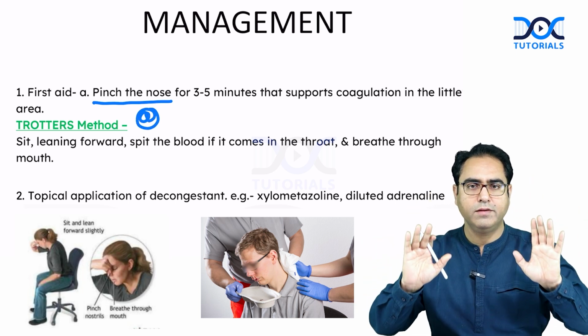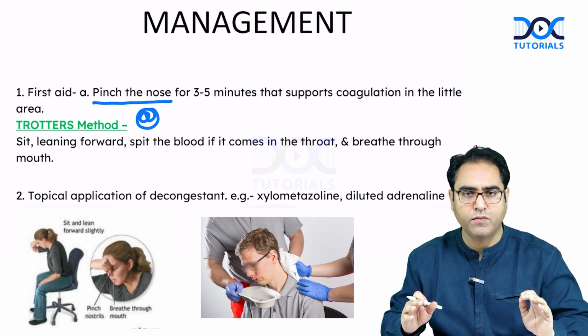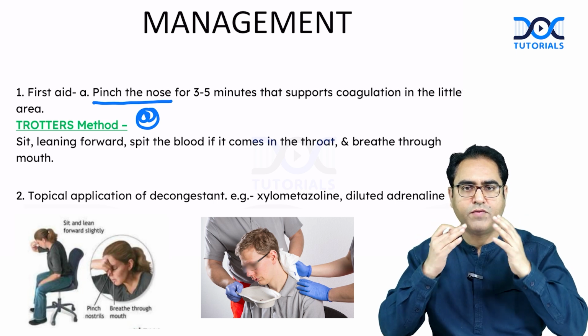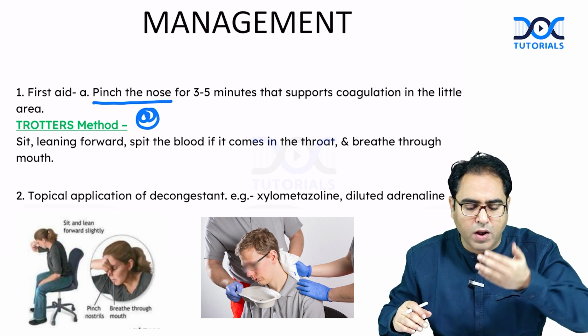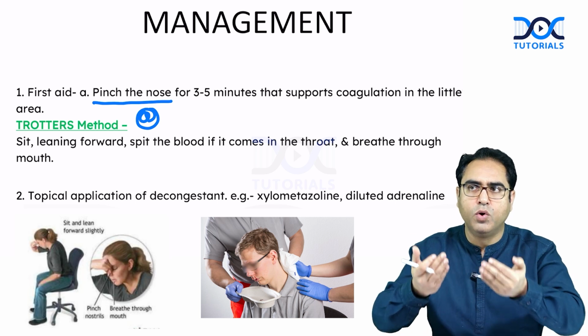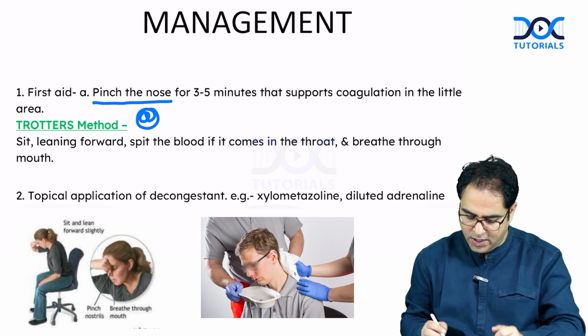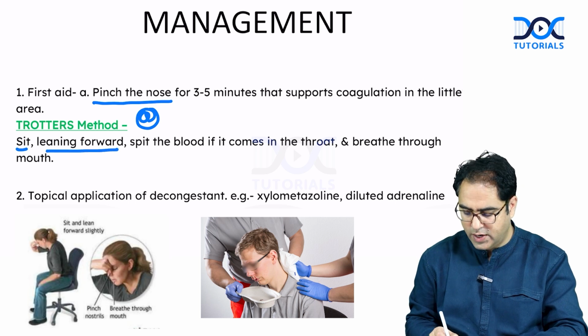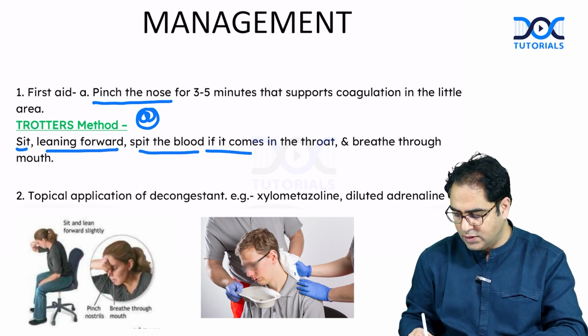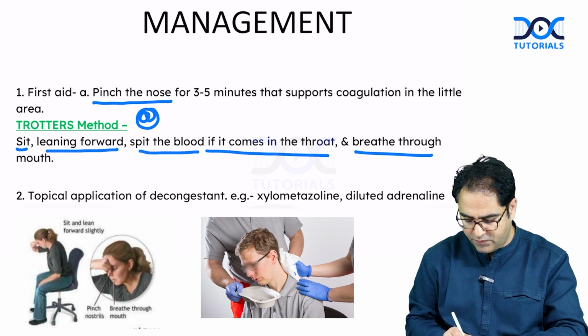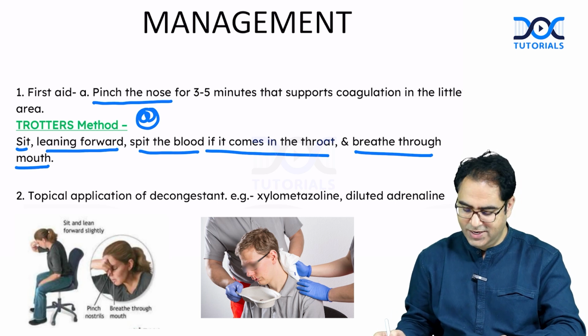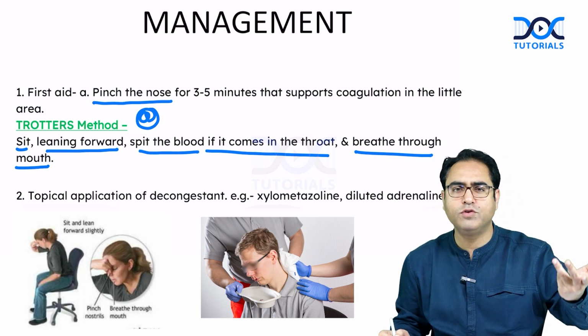Sit comfortably and lean forward. Breathe through the mouth comfortably and let the blood fall in a kidney tray. And if the blood goes to your throat, don't swallow it. Just spit it out in the kidney tray. Okay? So sit leaning forward, spit the blood if it comes in the throat and breathe through the mouth comfortably. Okay? Now, this is mostly first aid.